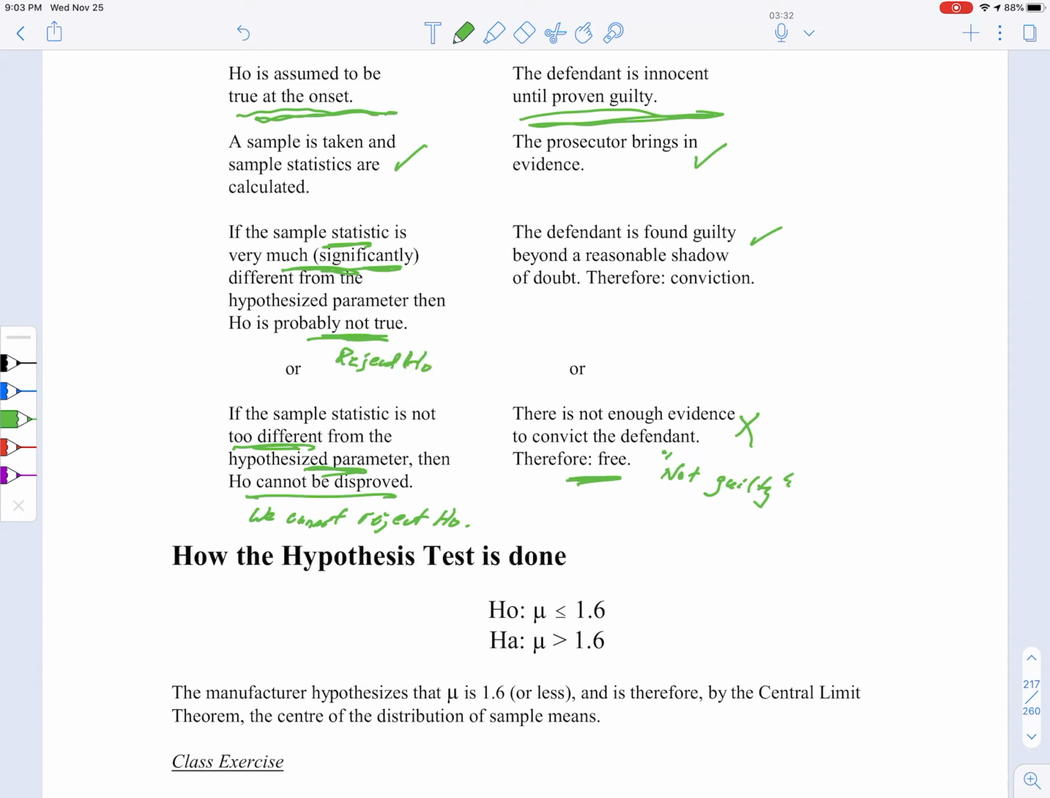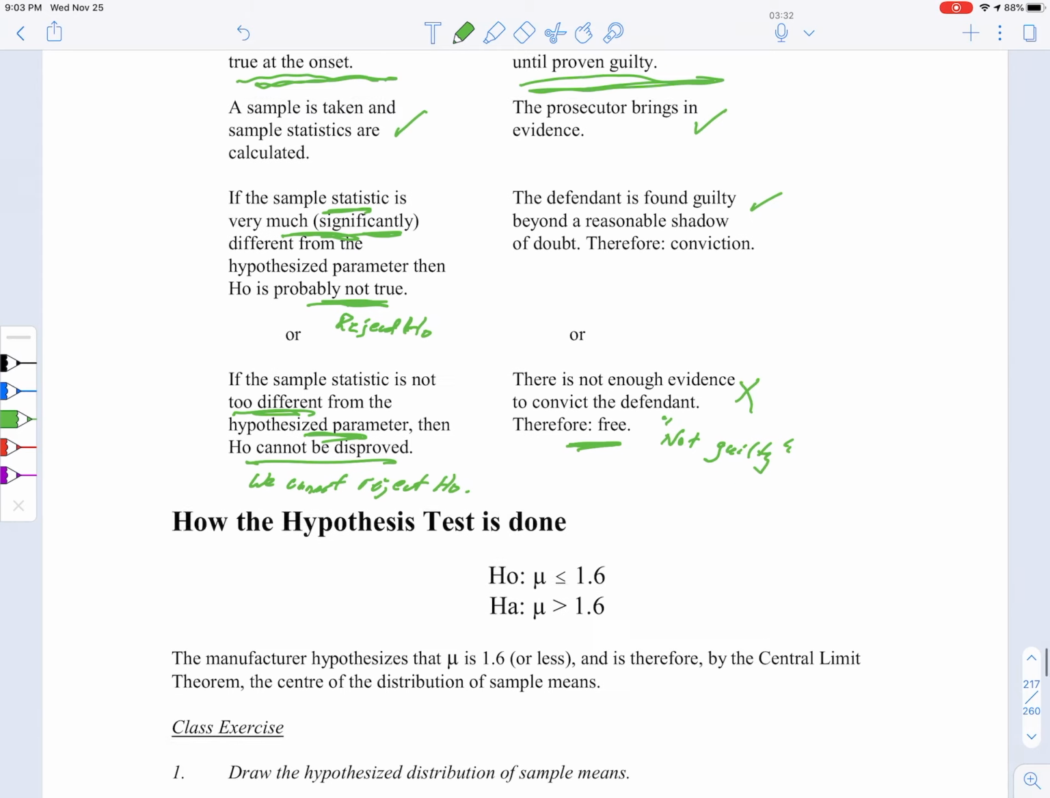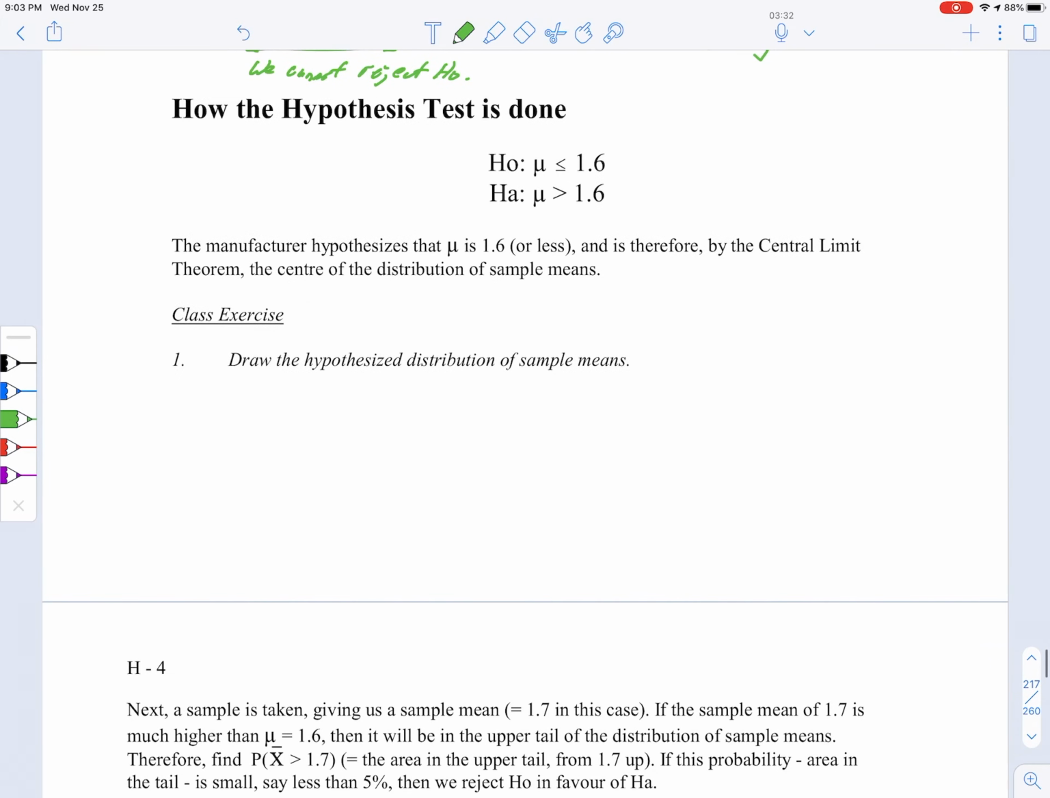Okay? Up here, if we conclude that there's enough evidence, then we would say we reject H0. But if there's not enough evidence, then we cannot or do not reject H0. So you never accept HA. What you do is you're always talking about whether you reject H0 or not reject H0.